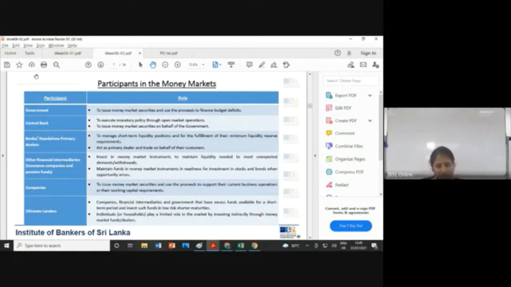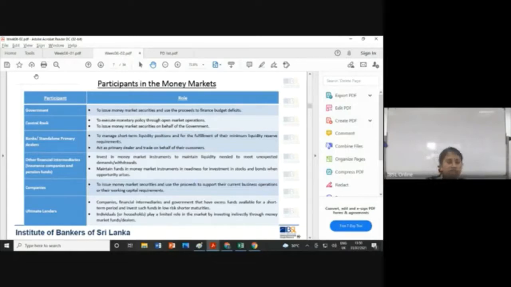What does the central bank do? The central bank also participates in the money market, but in two different capacities. One capacity is to execute the monetary policy. The other role that they play is as the issuer of the money market securities on behalf of the government. So which department issues these securities? PDD, the Public Debt Department of the Central Bank, issues the money market securities on behalf of the government. So in that way, the central bank is also involved in money market activity.